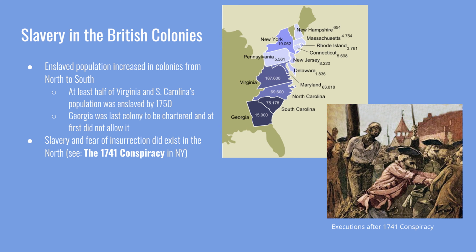Whether or not there was an actual conspiracy to overthrow the white people in New York is not fully known, but the fear of such an insurrection was enough for the white population in New York City to revolt and see the black enslaved population as suspicious.